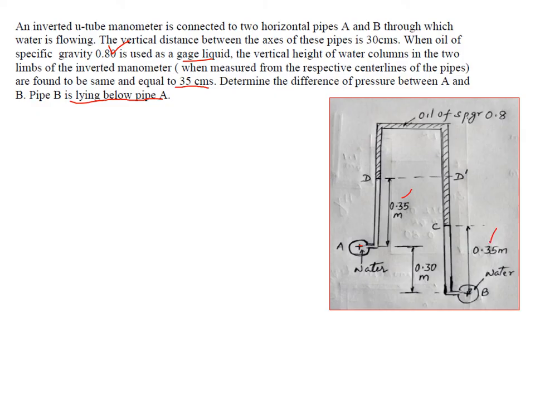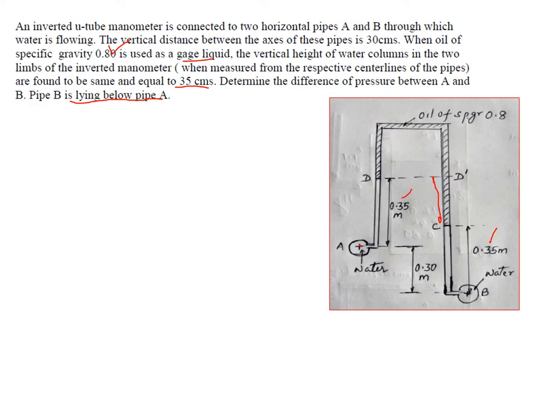Whenever water enters, it displaces the liquid. Therefore we have this distance as the difference in the oil levels between the two limbs. That will be 0.3 plus 0.35 is 0.65, and 0.65 minus 0.35 is 0.3 meters. So CD dash is 0.3 meters. We know that it is one continuous liquid and also one plane, therefore the pressure at D should be equal to pressure at D dash.